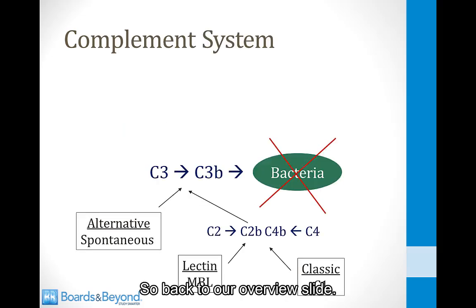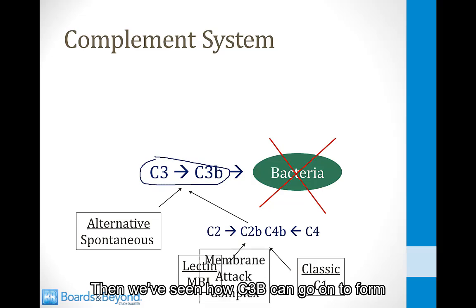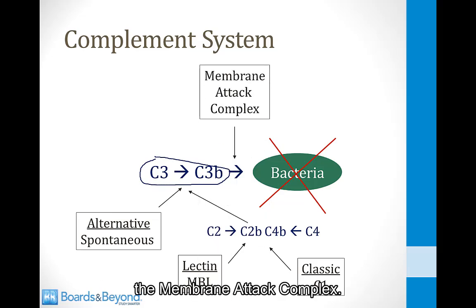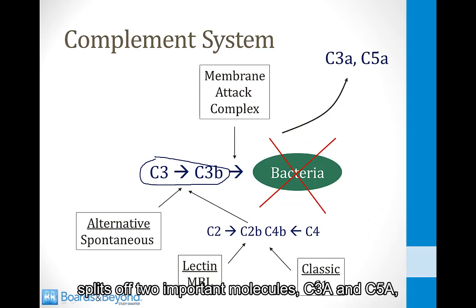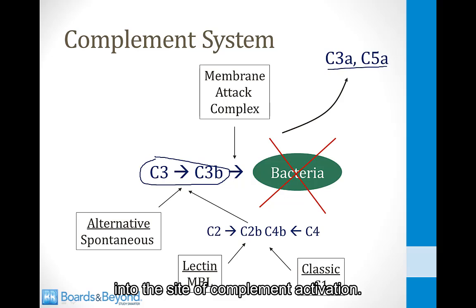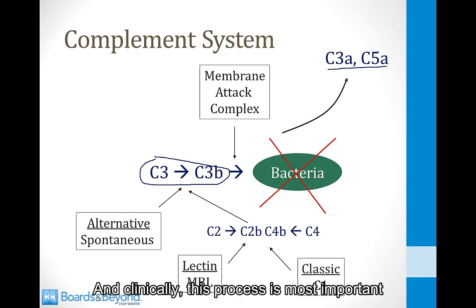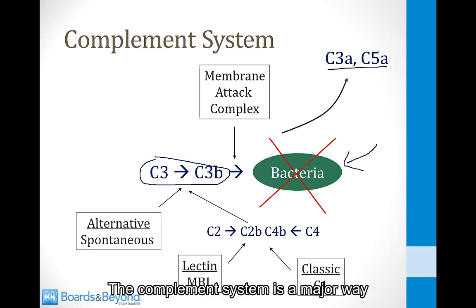So back to our overview slide, now we've seen that there are three pathways for the conversion of C3 to C3b. Then we've seen how C3b can go on to form the membrane attack complex. And we've also seen that this process splits off two important molecules, C3a and C5a, which are anaphylotoxins and can draw other cells into the site of complement activation. And clinically, this process is most important for fighting off bacteria, especially encapsulated bacteria. The complement system is a major way we defend ourselves against these pathogens.